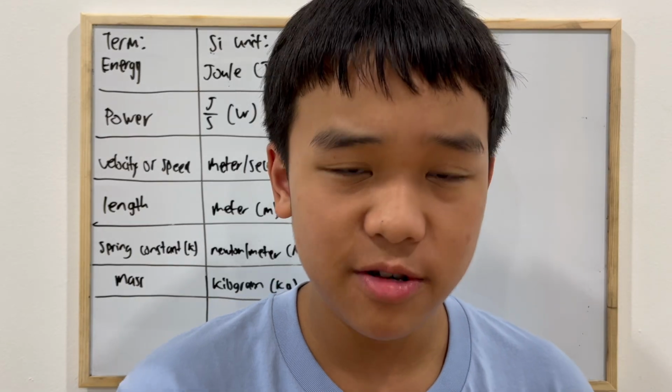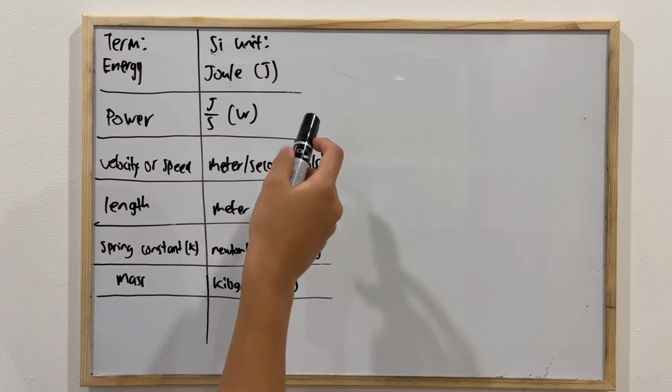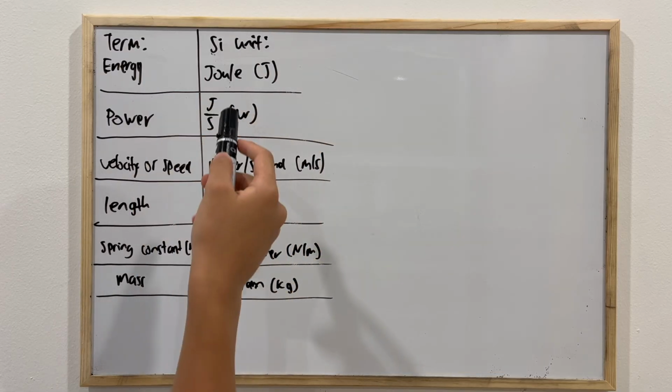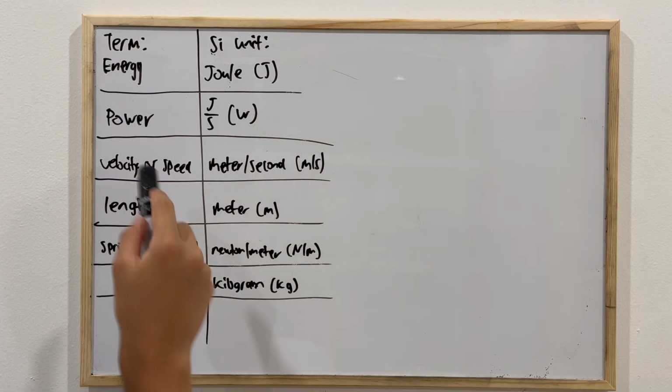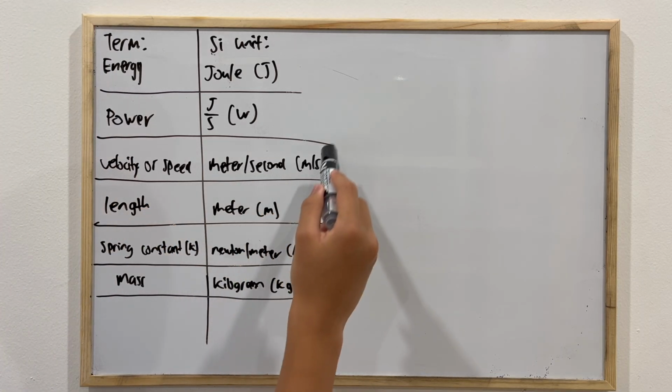So really the key to these questions is to know what equations to use and what units to answer in. Energy, any type of energy is measured in joules. Power is just joules per second or watts. Velocity or speed, whatever the problem uses, is going to be measured in meters per second.